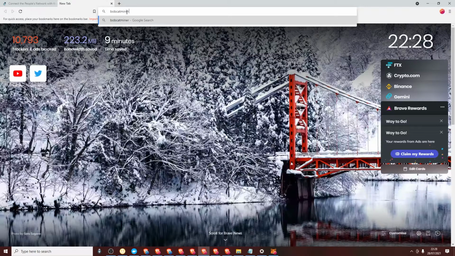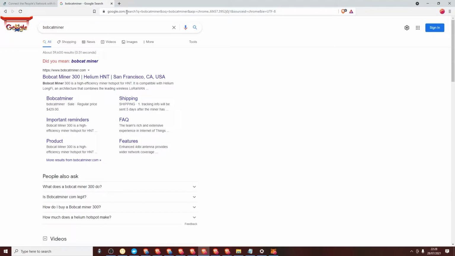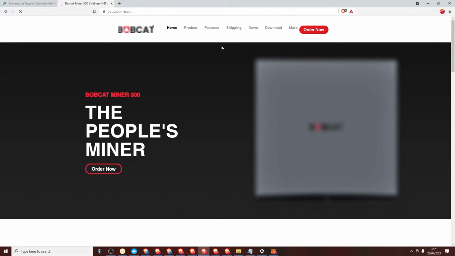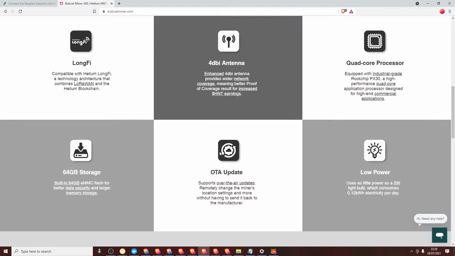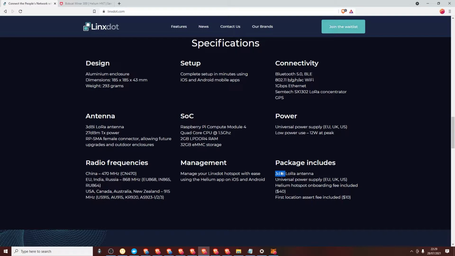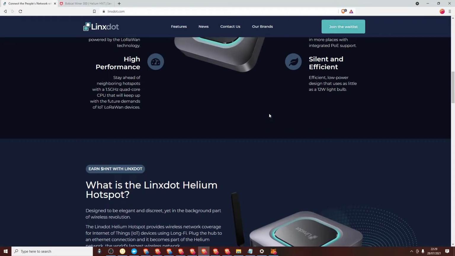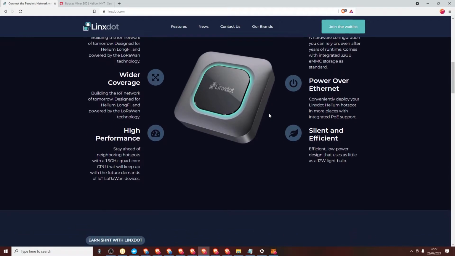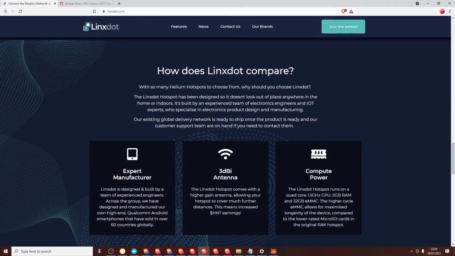The Bobcat Miner, I think, is about 5. It's very similar. Oh, that's 4. So the Bobcat is 4. But anyway, we're talking about the Linxdot 3 dBi antenna Helium hotspot. The onboarding fee is included, so you'll be able to onboard it and not have to pay any money. And the first location assert fee is also included, so you can just use it, pay whatever price it is, which, to be honest, we don't know yet. And yeah, then you're good to go.